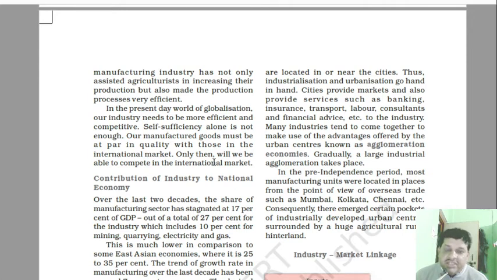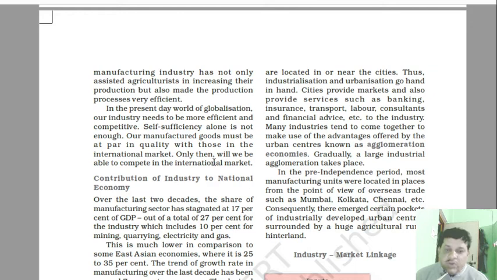Cities provide markets and also provide services such as banking, insurance, transport, labor, consultants, and financial advice. So cities are the hub of numerous activities. They not only provide the markets for the industry, but also provide banking facility, insurance facility, transport facility, labor facility, consultants facility, financial advice, etc.